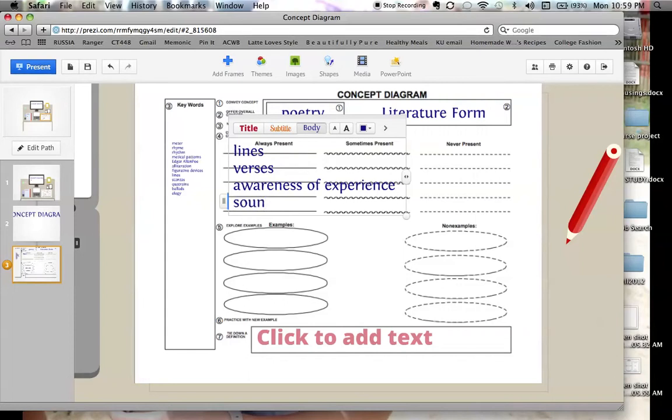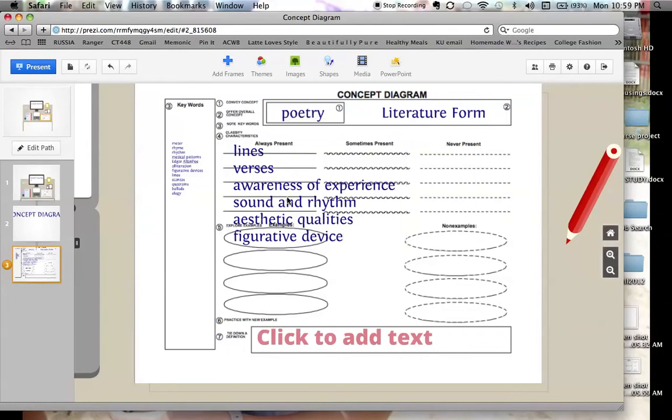We're going to see sound and rhythm in some form in poetry, and we're also going to have some aesthetic qualities, so focusing on the sensory experiences, and of course figurative devices we're always going to have in some form or another in poetry. Put that in there.